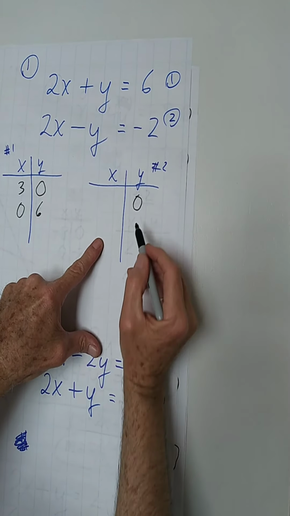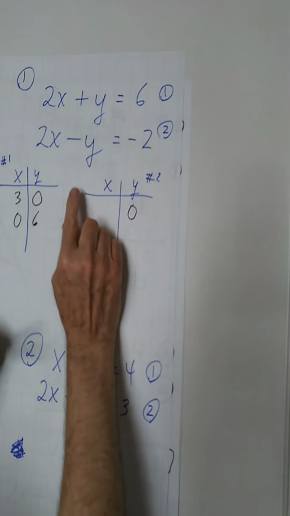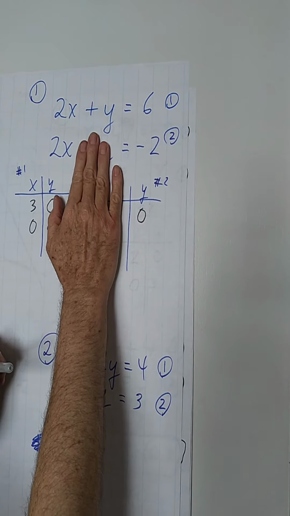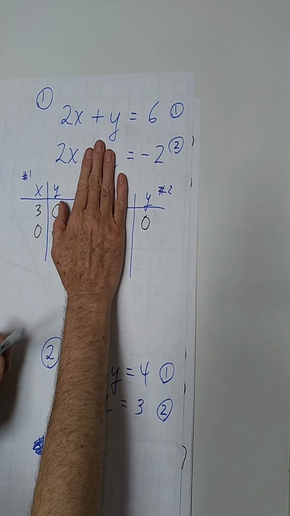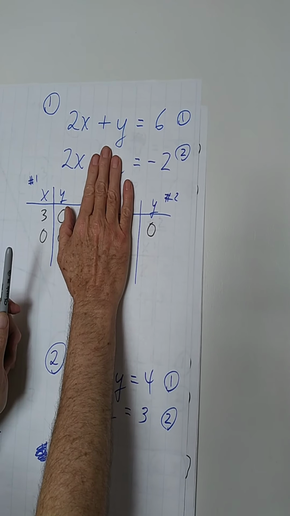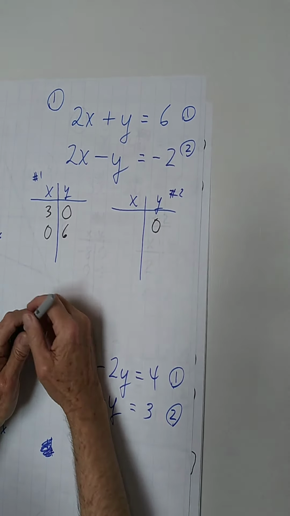Let y be equal to 0. 0 there. Cover it up. Solve that equation for x. You got to divide negative 2 by 2. Negative 1.